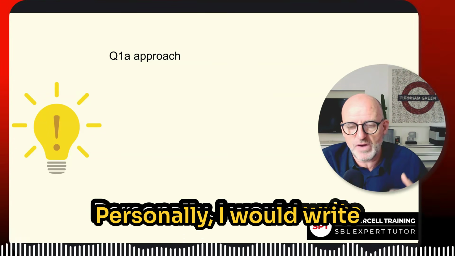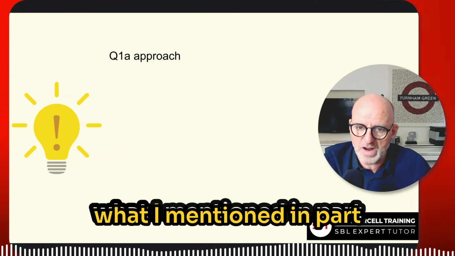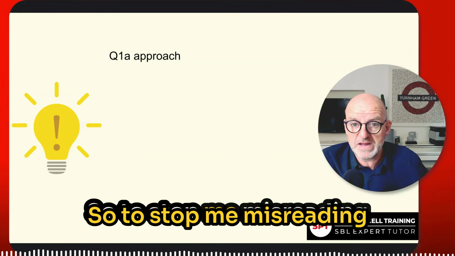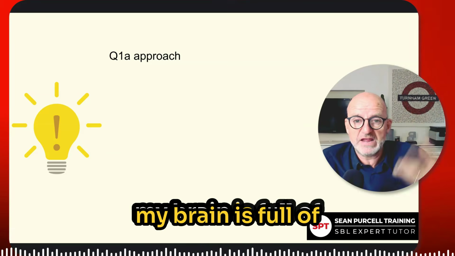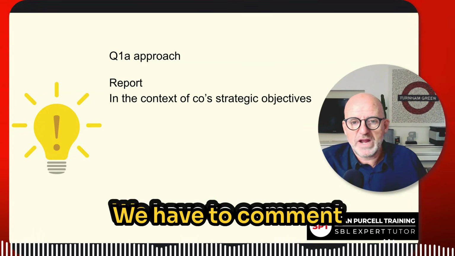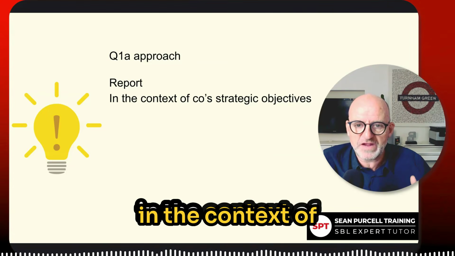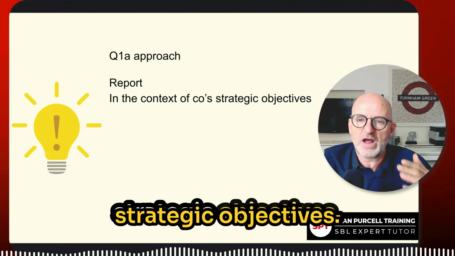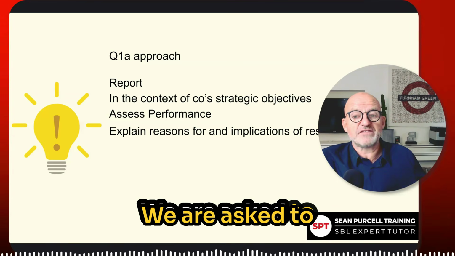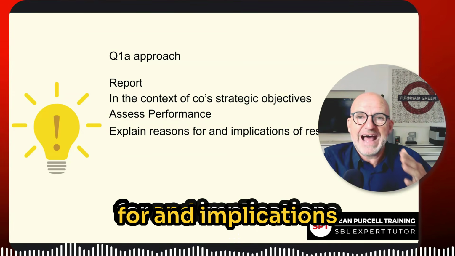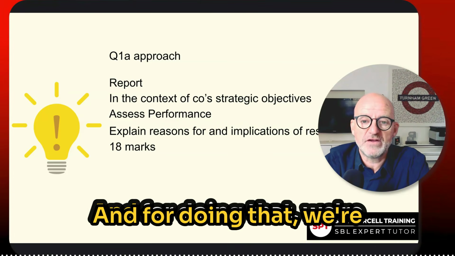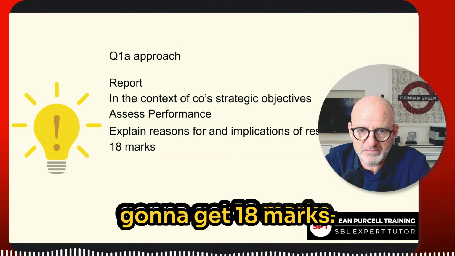Personally, I would write this down so I don't do what I mentioned in part one, where we sometimes misread the question. So to stop me misreading the question in case my brain is full of cortisol, I write it down. What do we have here? We have a report. We have to comment in the context of the company's strategic objectives. We're asked to assess performance. We are asked to explain the reasons for and implications of the results. And for doing that, we're going to get 18 marks.